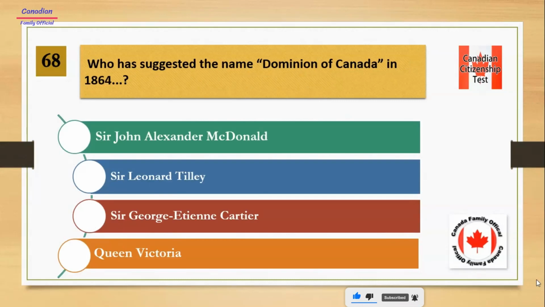Who suggested the name Dominion of Canada in 1864? Number 1 Sir John Alexander Macdonald. Number 2 Sir Leonard Tilley. Number 3 Sir George Etienne Cartier. Number 4 Queen Victoria. And the answer is Sir Leonard Tilley.